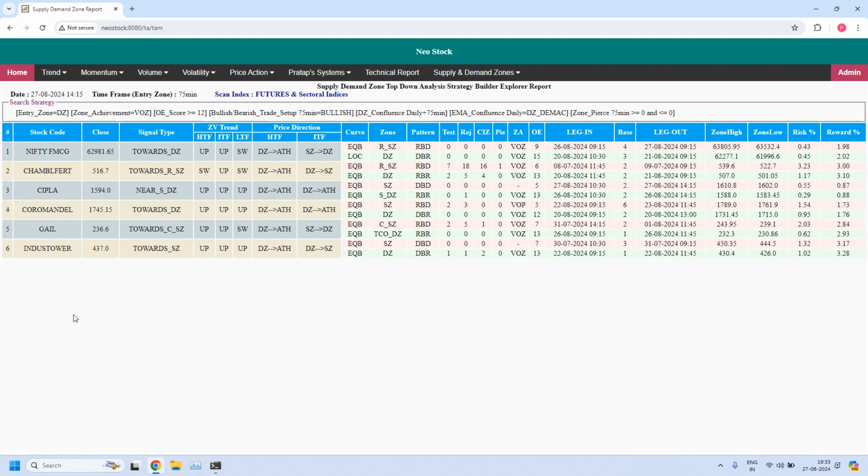That means all these 6 stocks are supporting bullish trade setup for weekly income trade. They are also supporting 75 minutes and daily confluence, and the daily zone is having daily EMA confluence. What is the advantage of the daily zone having daily EMA confluence? Because the 75 minutes entry zone is also in confluence with the daily zone. So obviously the daily zone is having EMA confluence and also a bullish trade setup. Probably prices will be turning up from this particular zone.